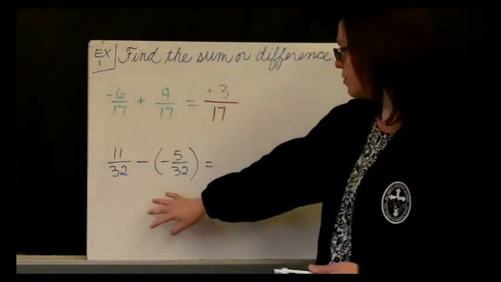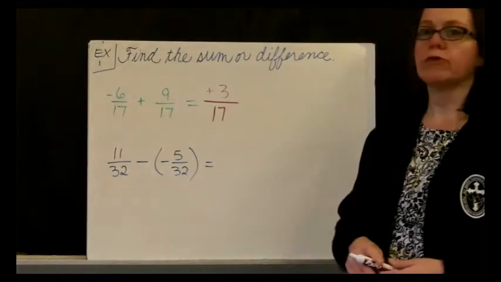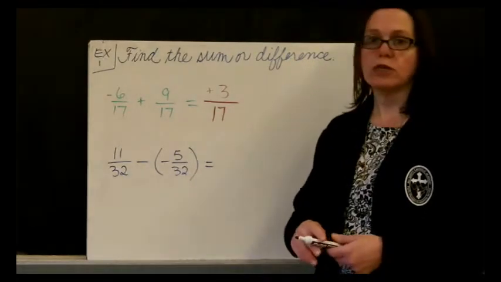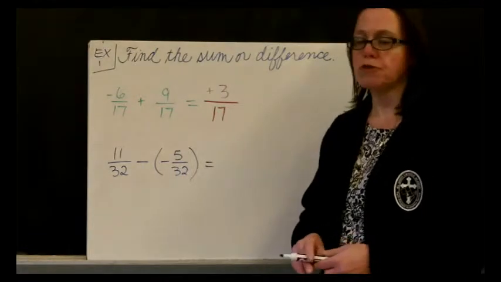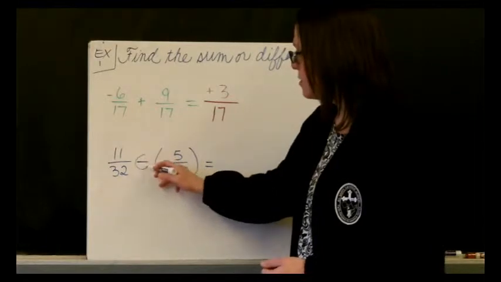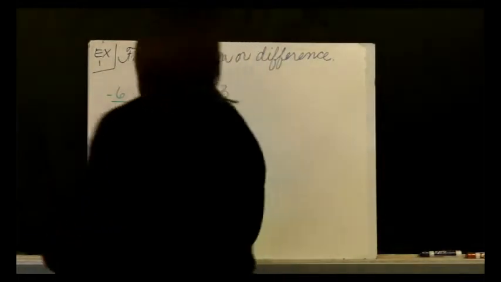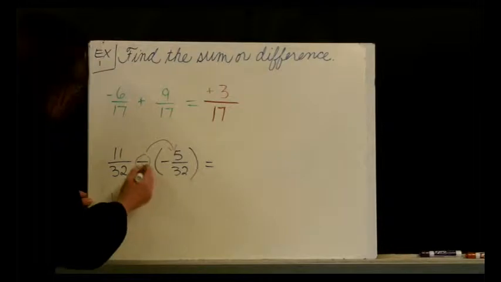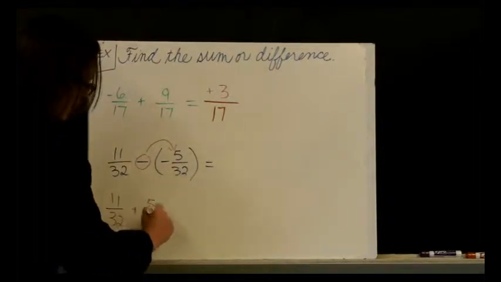Take a look at what we have here. 11 over 32 minus a negative 5 over 32. Now the most difficult part of this equation is having to work with these negative numbers. Here's what you have to remember. This negative symbol means the opposite of whatever is inside these parentheses. So what we have is a positive 11 over 32, and the opposite of a negative 5 over 32 is a positive 5 over 32.